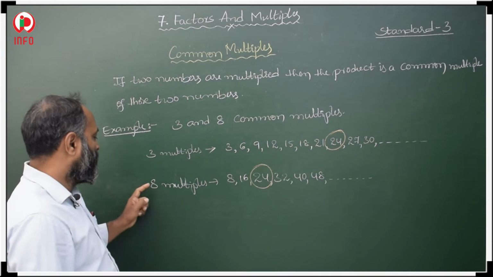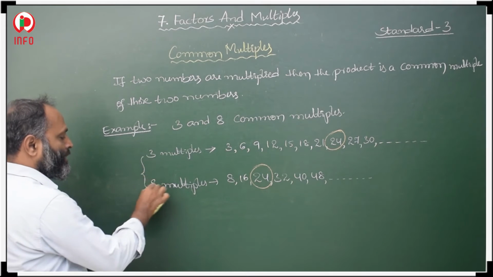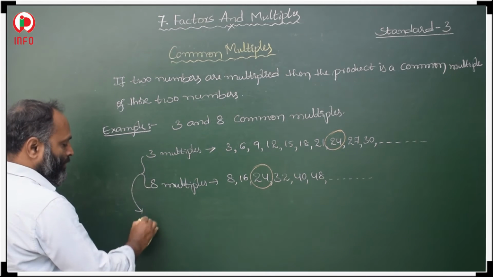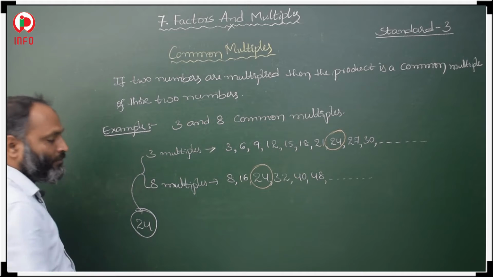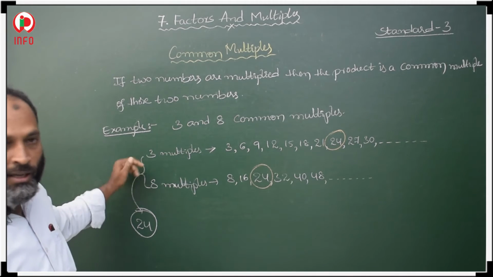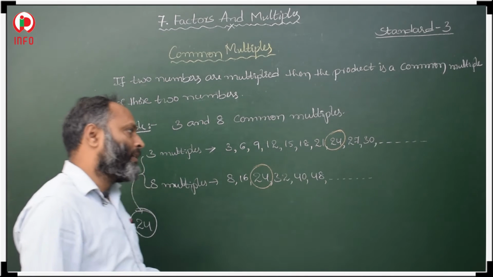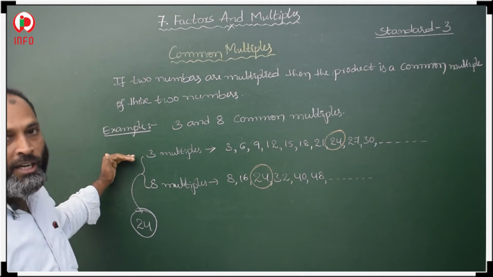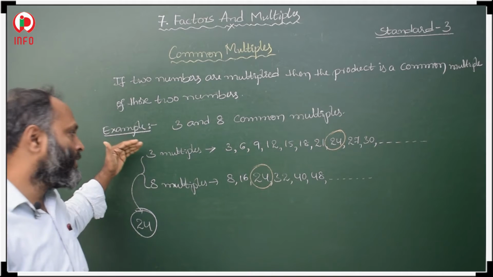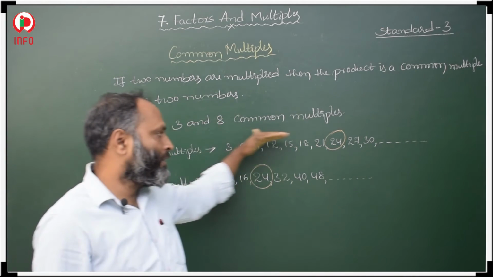So here 8 threes are 24. If you multiply these two numbers, then you will get a common multiple. When one number is prime, the other is composite. There are some cases like that, so in particular cases we have to apply according to the case. But if you need common multiples, first you have to write the multiples of those numbers and see them one by one.